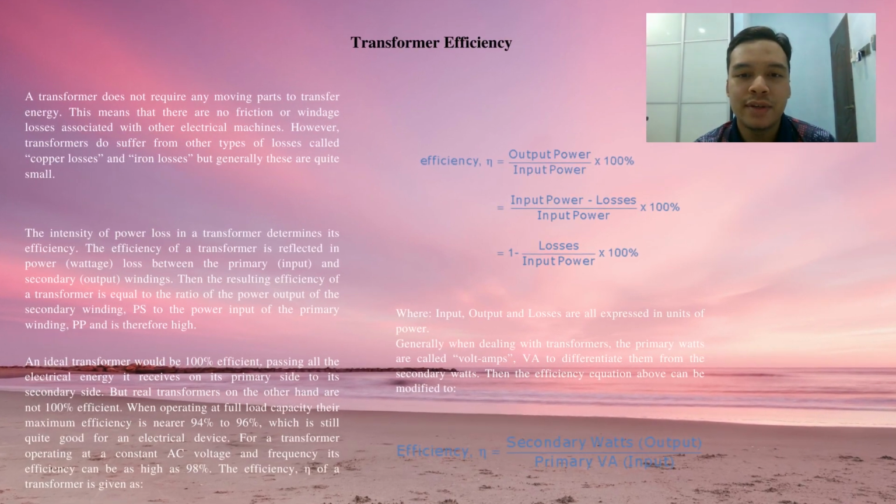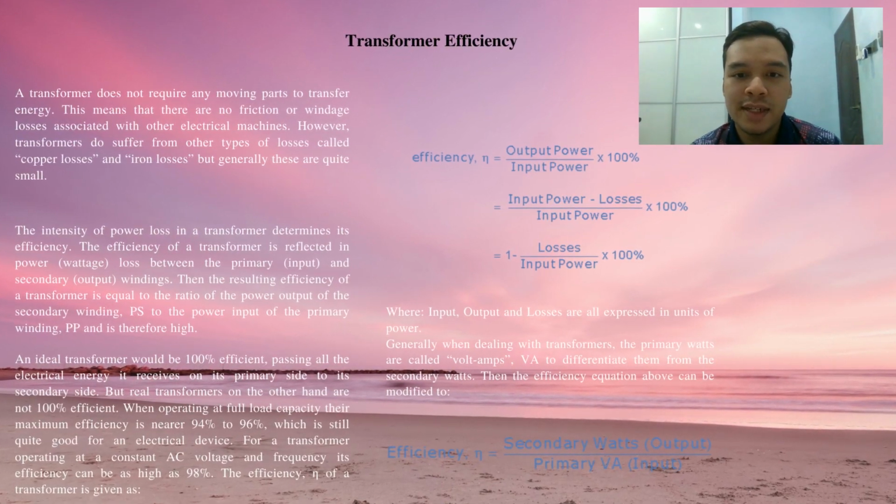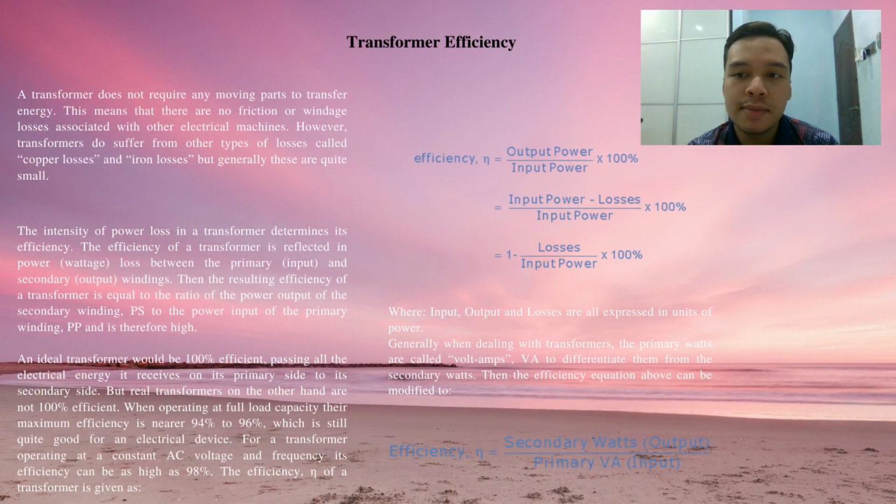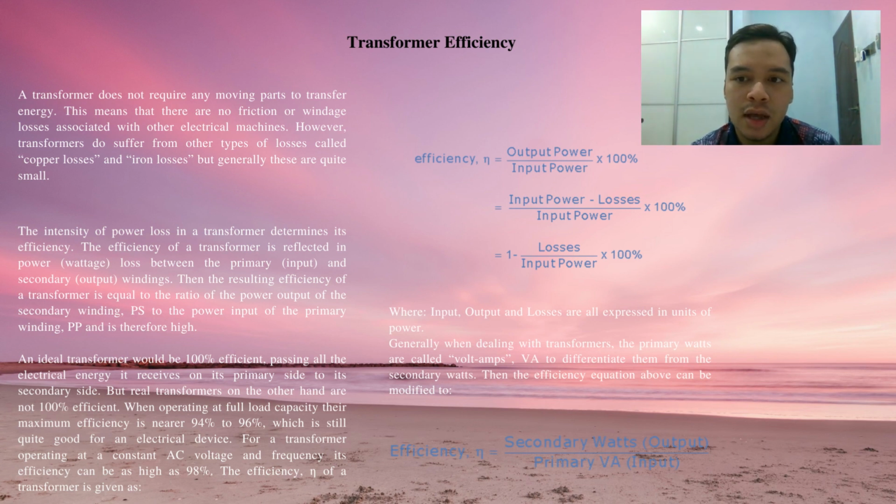Next is transformer efficiency. A transformer does not require any moving parts to transfer energy. This means that there are no friction or windage losses associated with other electrical machines. However, transformers do suffer from other types of losses called copper losses and iron losses, but generally these are quite small. The intensity of power loss in a transformer determines its efficiency.